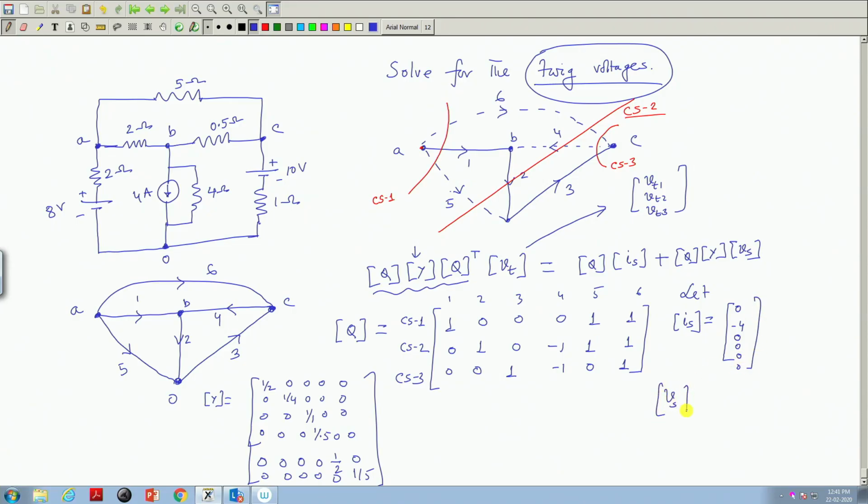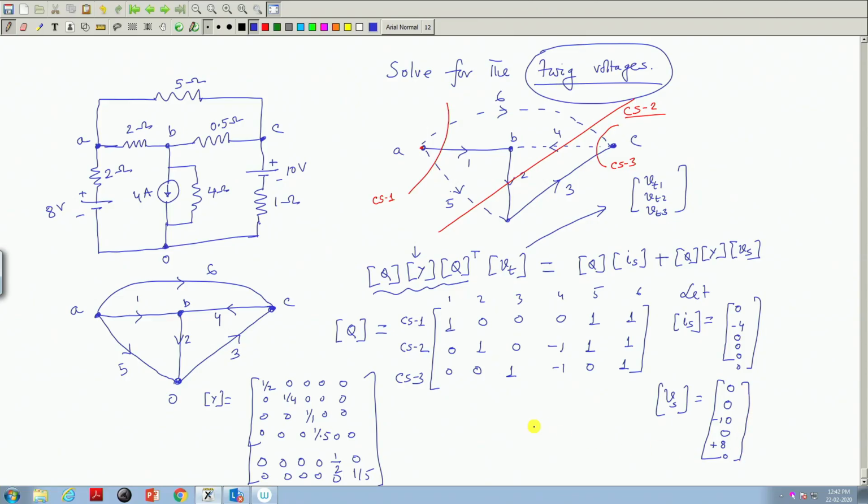V_s will be this column vector, where branch 1 has got no voltage, branch 2 no voltage, 0. Branch 3, yes there is a voltage, plus 10 volt or minus 10 volt? Oh, this is the arrow, so minus 10 volt. Then V 4 is nothing. V 5 is plus 8. See, this plus minus you must understand and have practice. 1, 2, 3, 4, 5, and in branch 6 there is nothing.